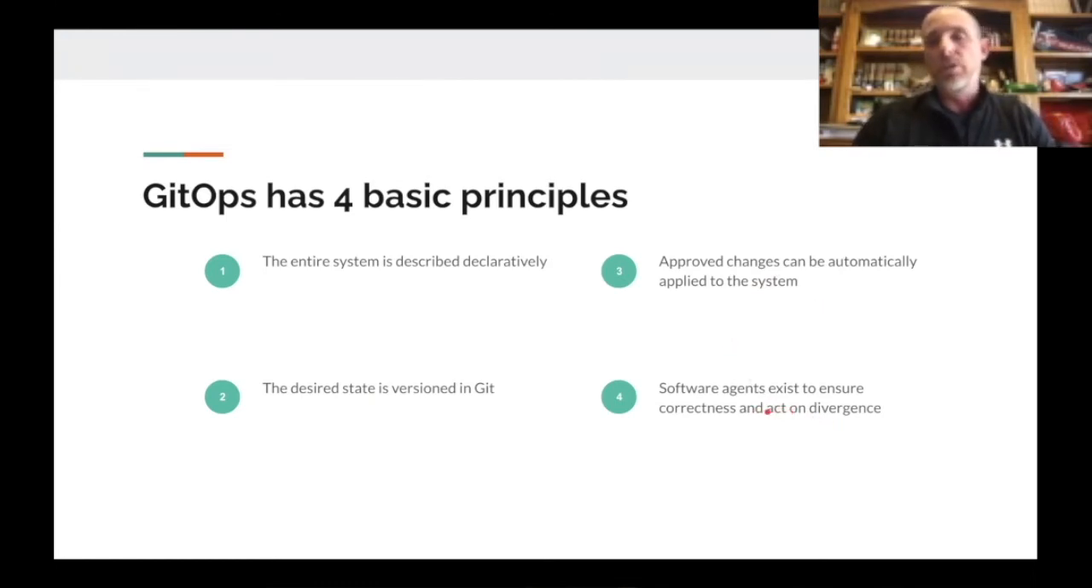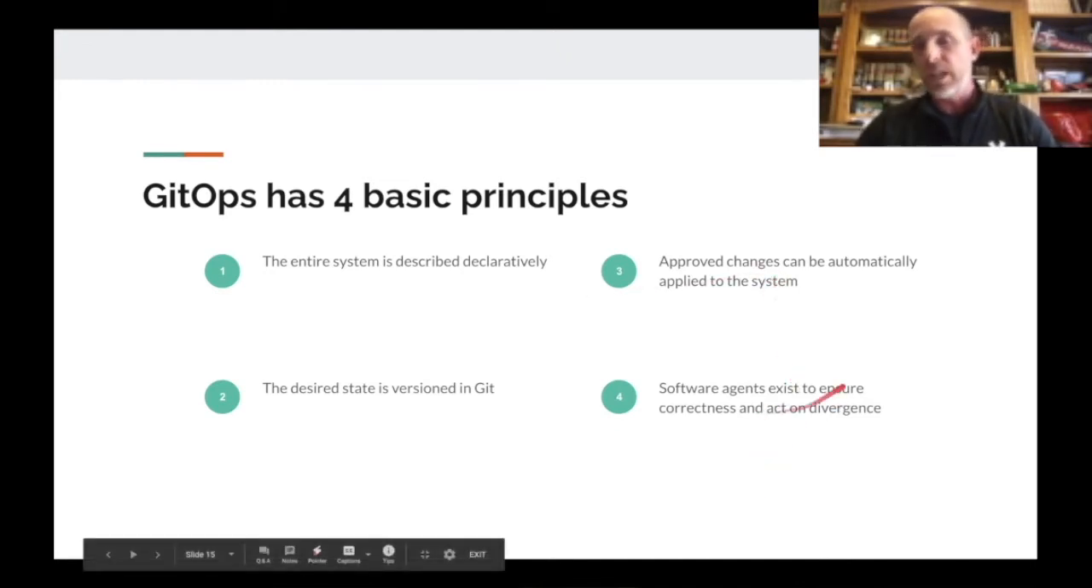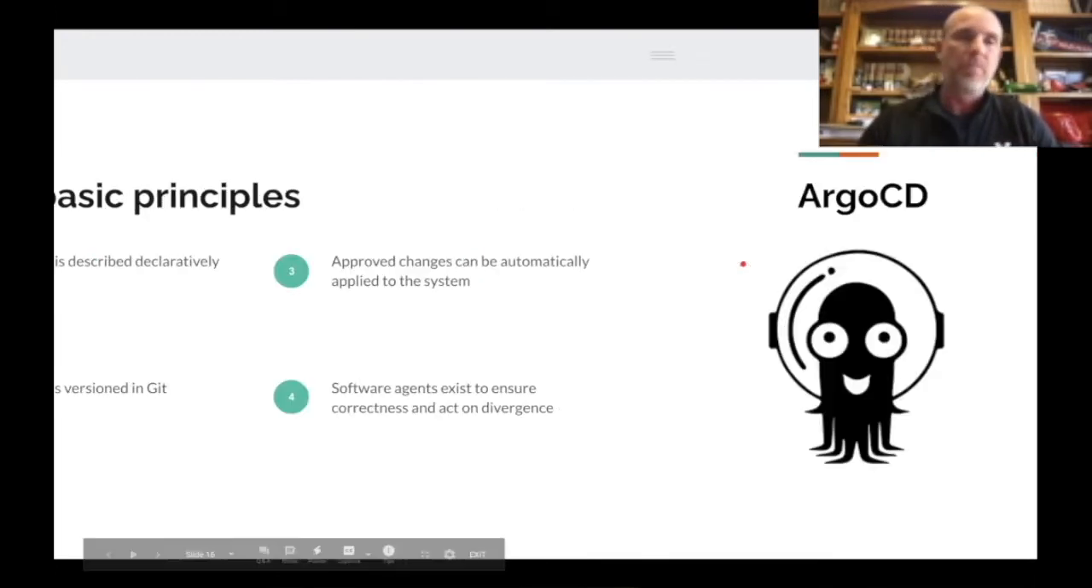And I have some sort of software agents to ensure correctness and do something when I drift or diverge, right? When things diverge, I want both sides. I want something monitoring my Git repository to say deploy this. I want something monitoring my cluster saying, hey, this changed, go back to what the desired state was, right? I want both ways to happen there.